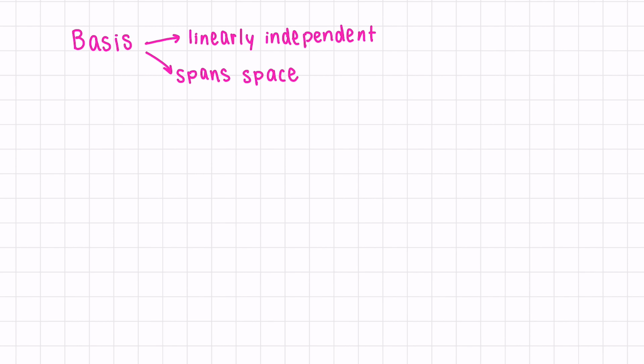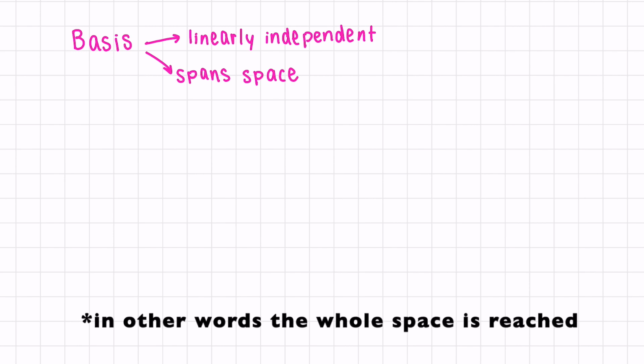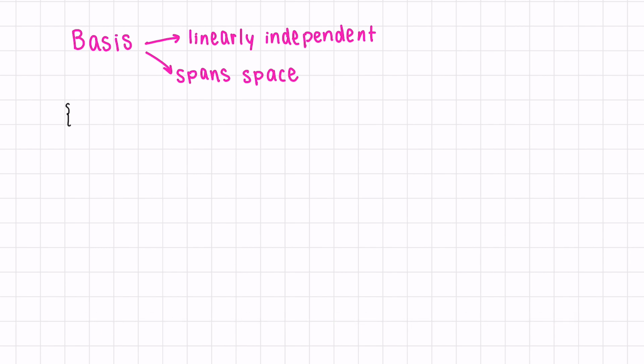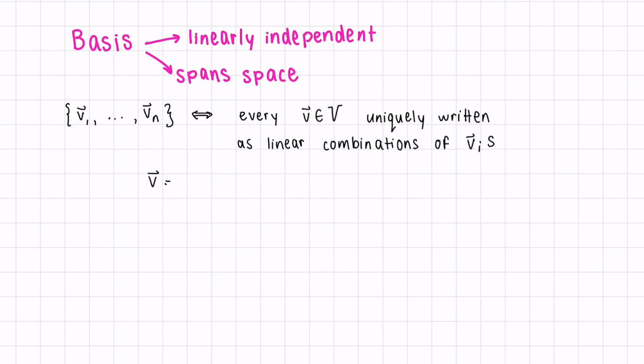If we combine linear independence and spanning, this forms a basis. The formal definition is: v1 to vn is a basis if and only if every vector in our vector space V can be uniquely written as a linear combination of these basis vectors. So we have v equals a1 v1 plus ... plus an vn, where the a's are the coordinates of our vector v.